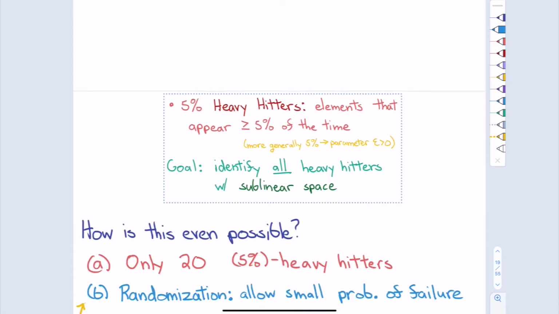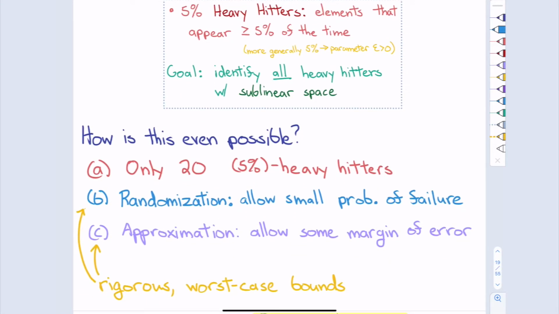Okay, and there's 2 other reasons we have hope, besides the fact there's only 20 heavy hitters. One is that we're going to do some randomization, and there's going to be a small chance of failure, but we're going to be able to analyze that chance of failure and control it and really drive it down to 0 rapidly. Allowing for some error also cuts you some slack. And the other, we'll see, is that at some level we're going to come up with some approximation criteria. We won't do everything perfectly.